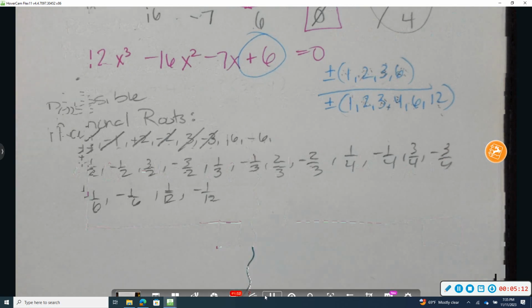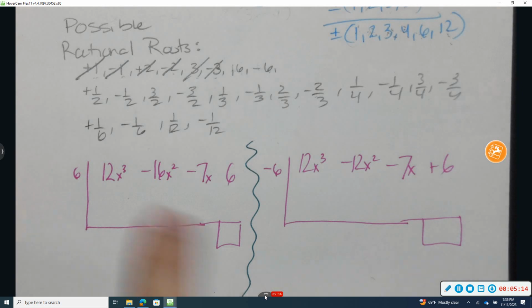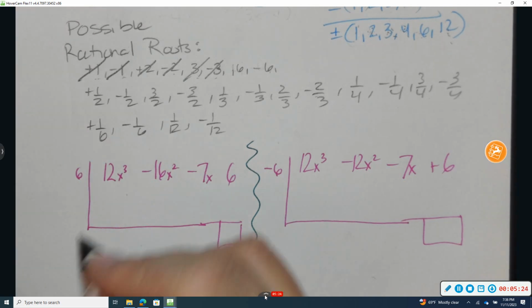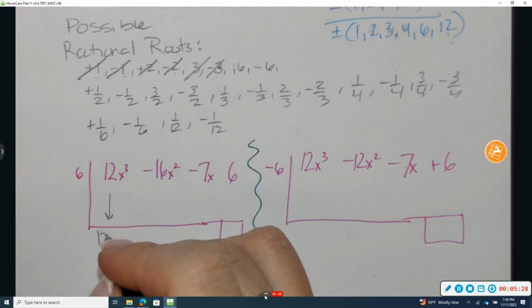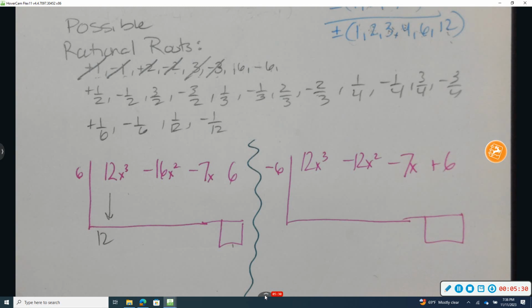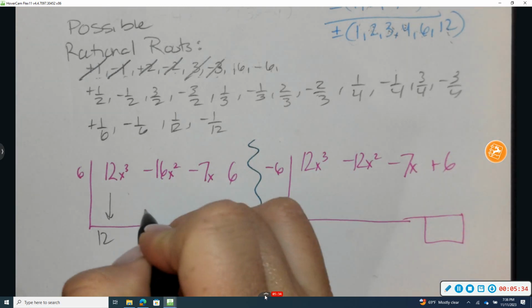So I'm going to go ahead and test, hoping that one of these two produces an output of 0. And that would allow us to identify another one of the 4 roots. We already have one root identified as x equals negative 4. Okay, dropping down the 12. 6 times 12 is 72.